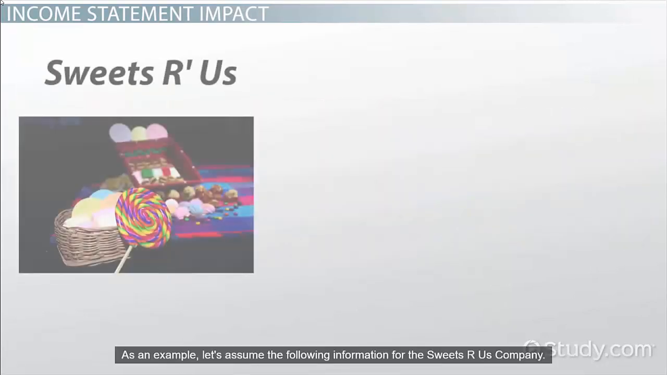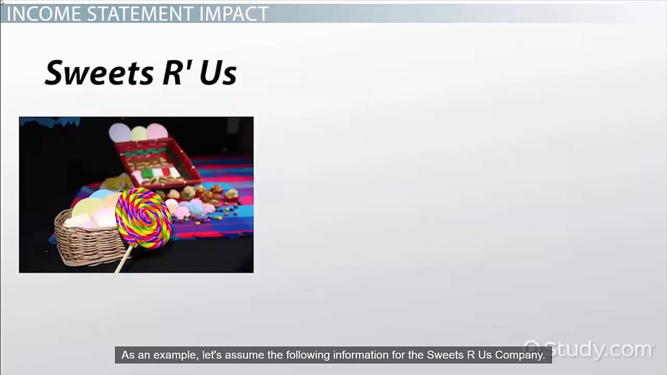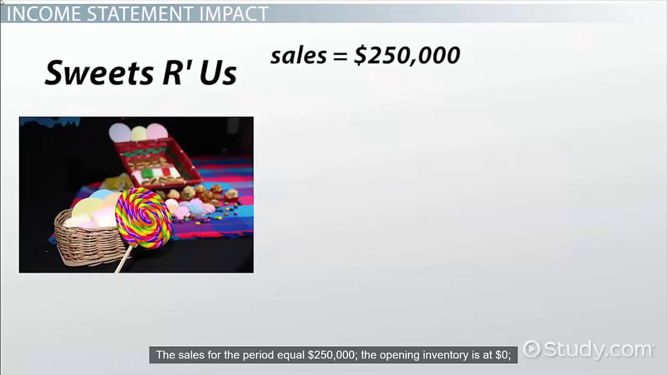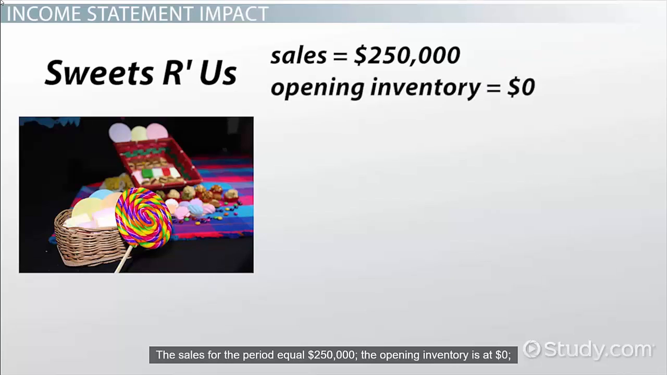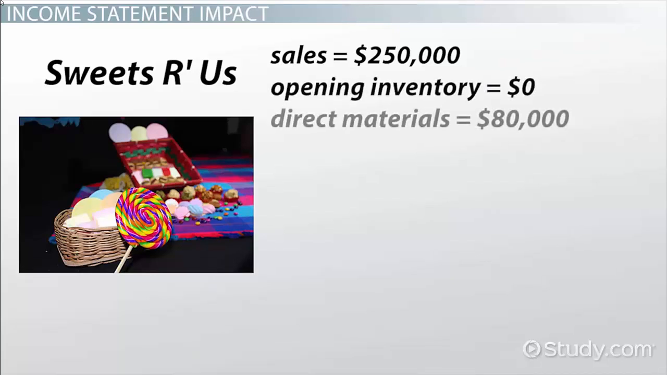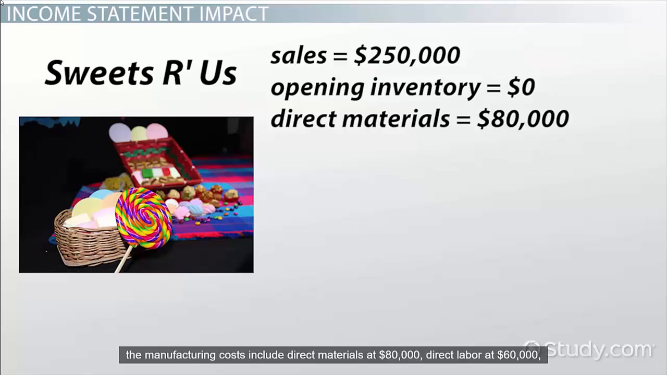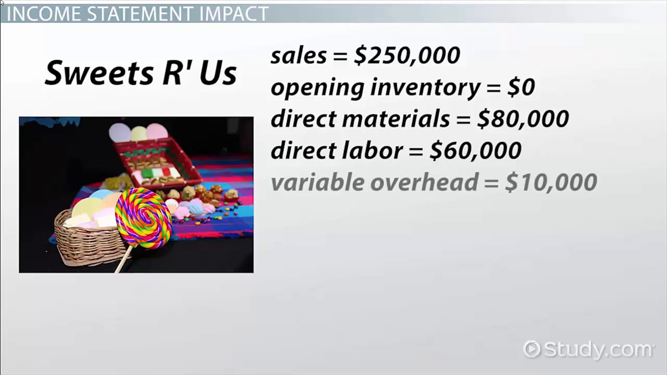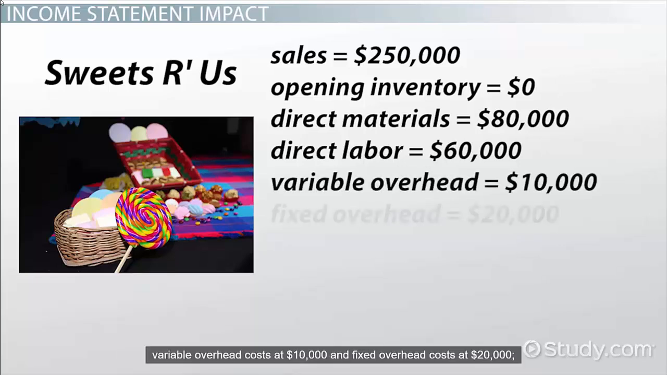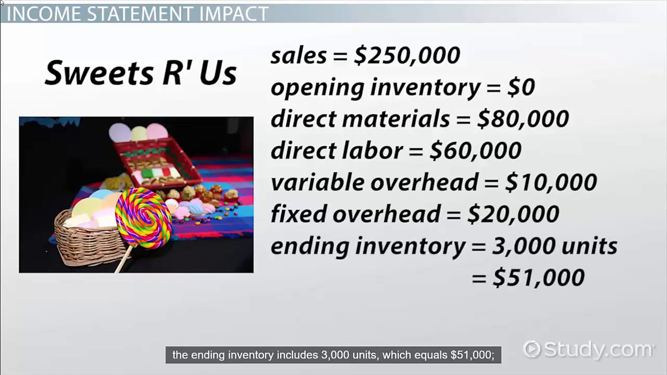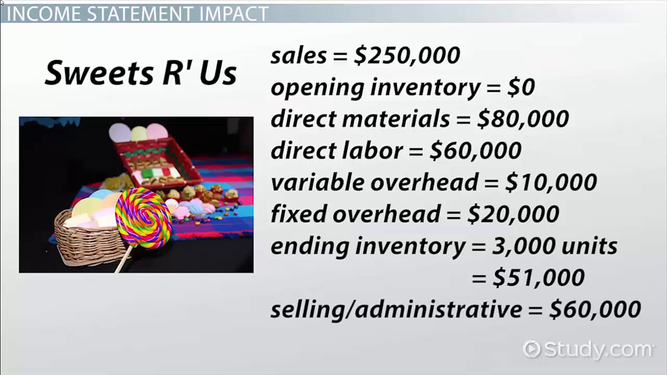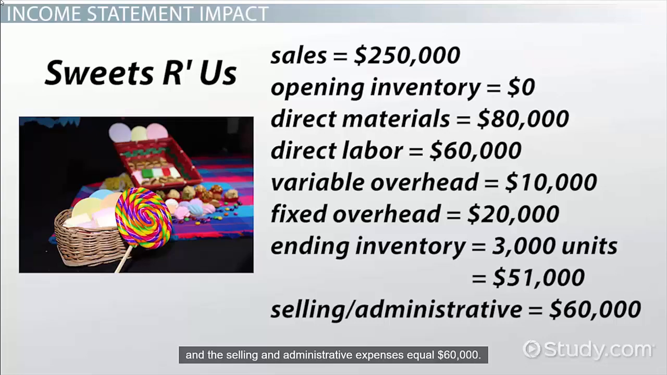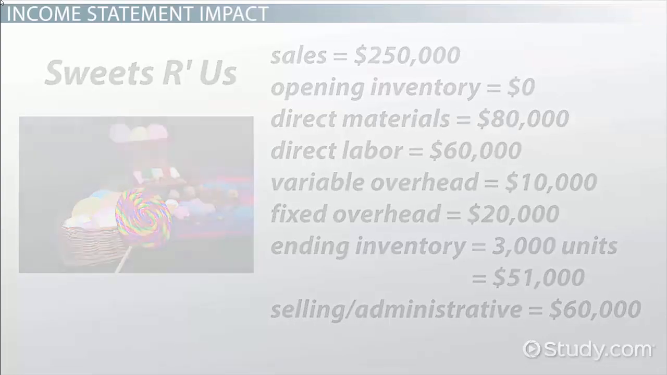As an example, let's assume the following information for the Sweets R Us company. The sales for the period equal $250,000. The opening inventory is at $0. The manufacturing costs include direct materials at $80,000, direct labor at $60,000, variable overhead costs at $10,000, and fixed overhead costs at $20,000. The ending inventory includes 3,000 units, which equals $51,000. And the selling and administrative expenses equal $60,000.